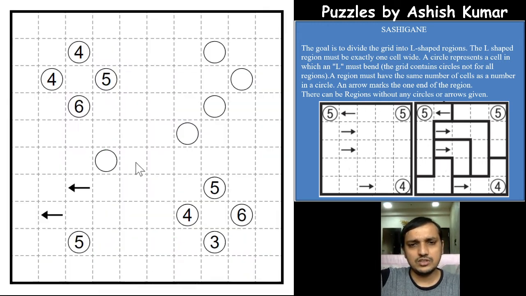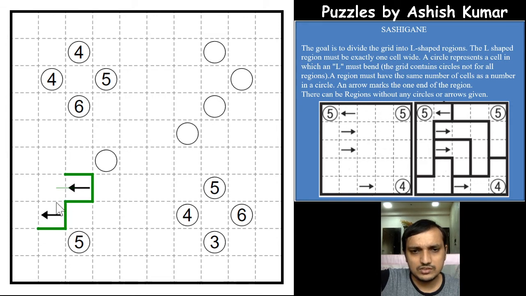This was one of the easier puzzles from the contest. Now we will solve the tougher one. It's a 10 by 10 puzzle. The same logics which we applied, let us mark the arrows as it indicates the endpoints.